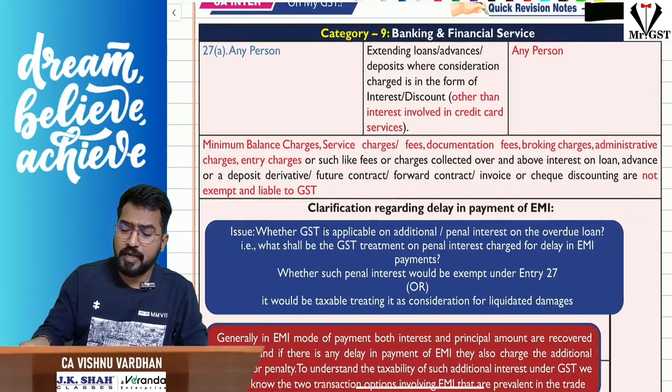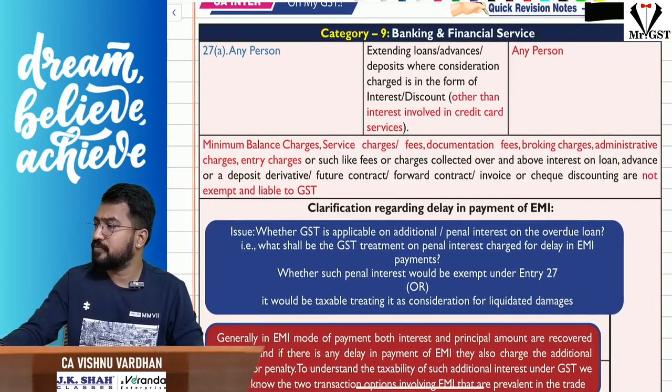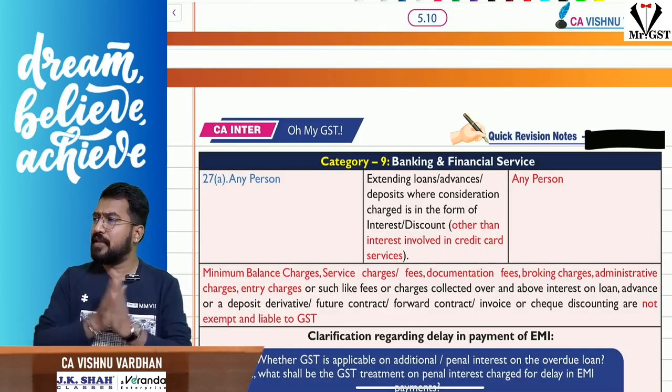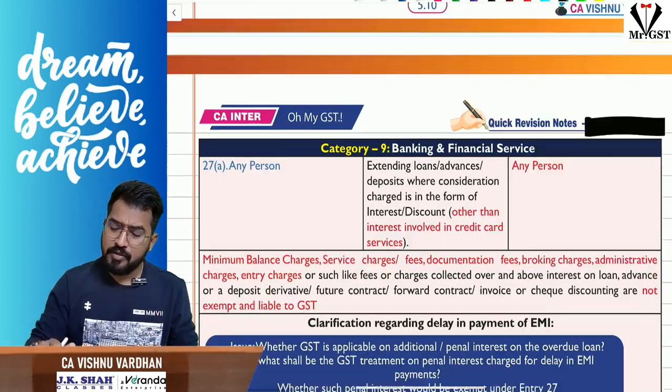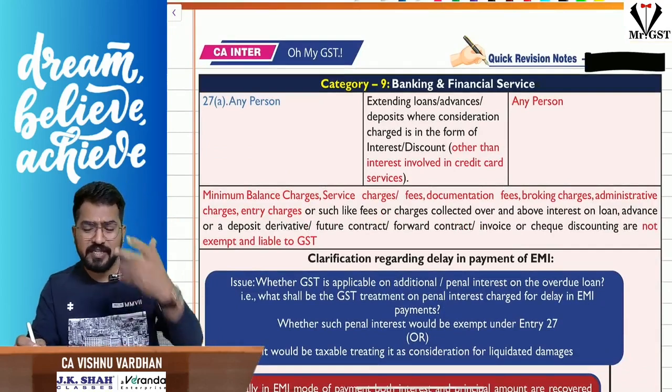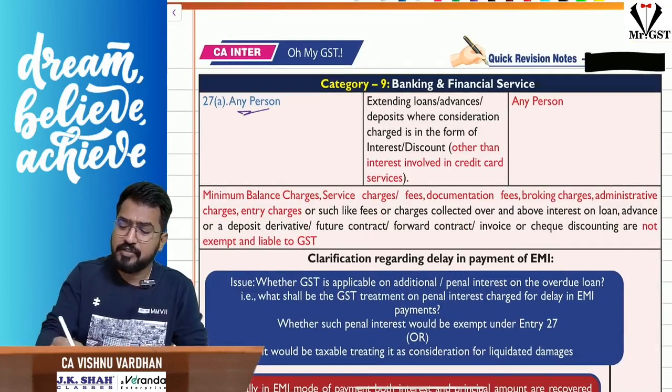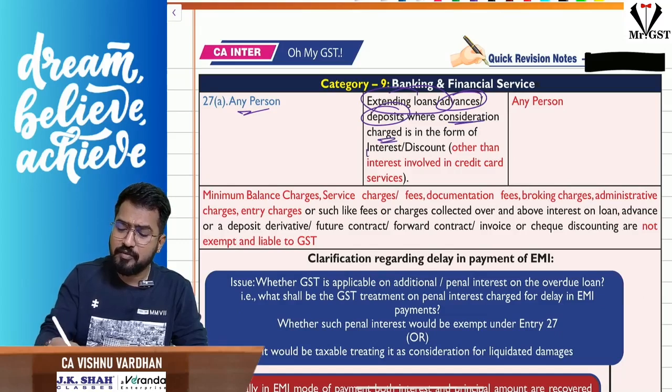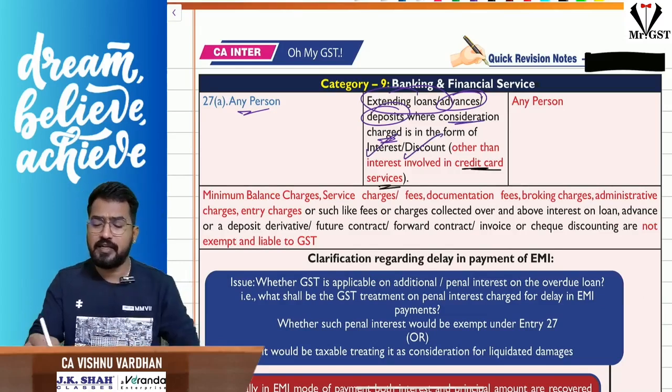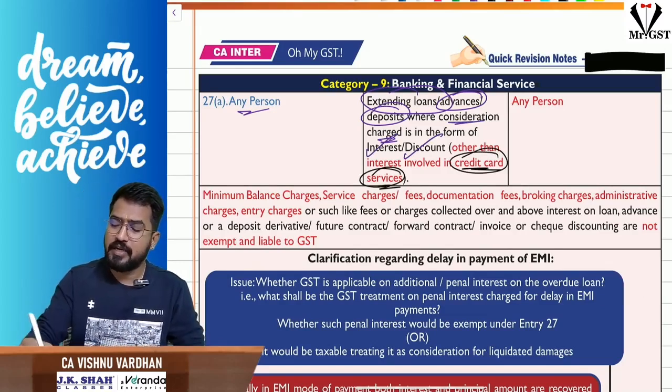Now we are moving into the next category. So the banking and financial services, obviously we have seen for a long time, sir, any person providing services of extending loans, advances, deposits where the consideration is in the form of interest or discount will be exempt under GST, but other than credit card interest. That means only credit card interest will be taxable.